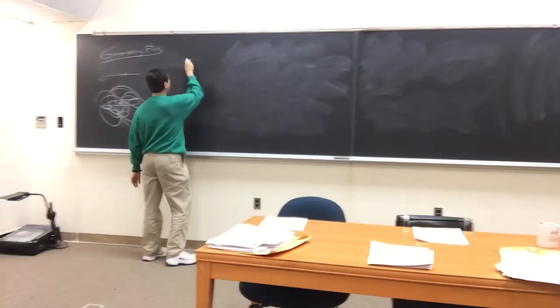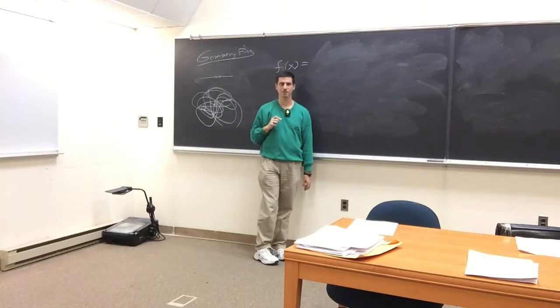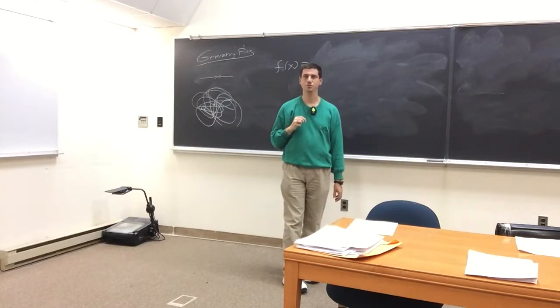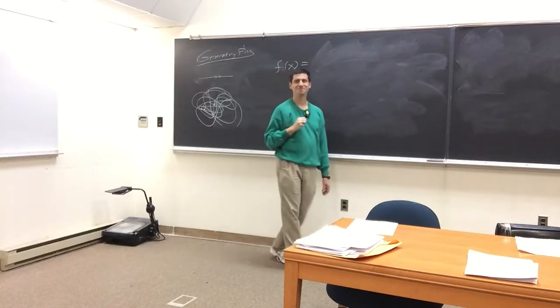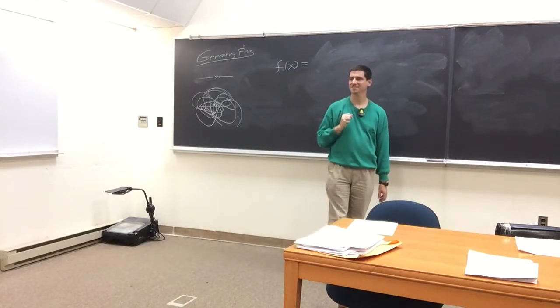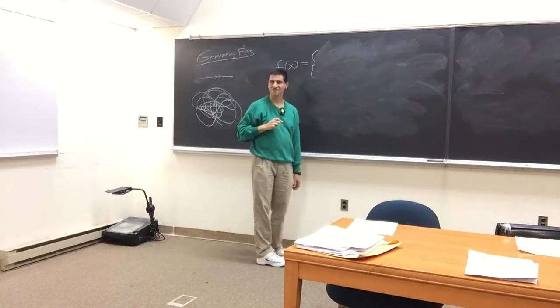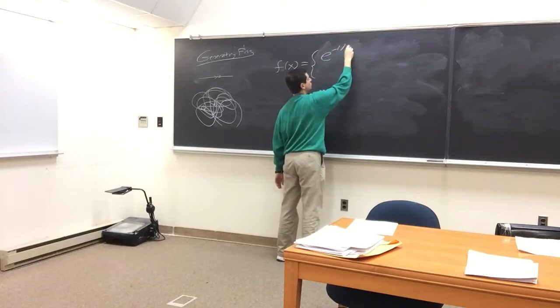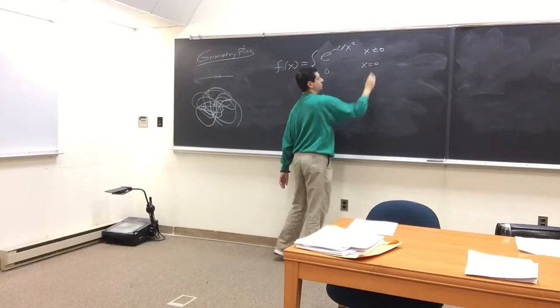So let's go back to the strangest function in real analysis. What's the really bad function? Anybody remember? Its Taylor series was shocking. I don't remember what it was exactly, but it was like e to something. Yeah, it was e to the negative 1 over x squared if x does not equal 0, and 0 if x equals 0.